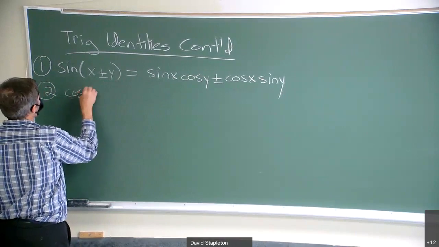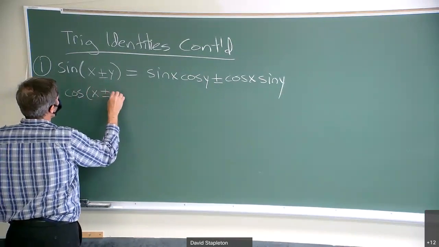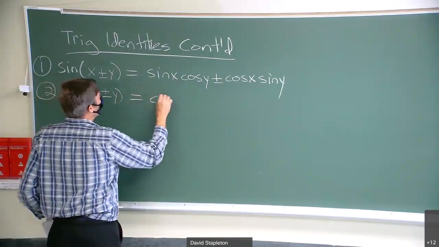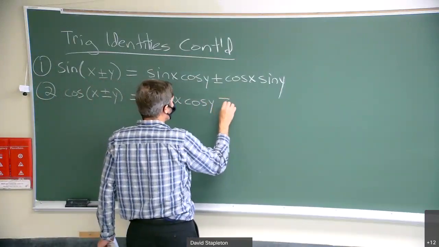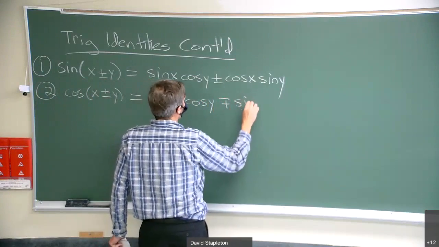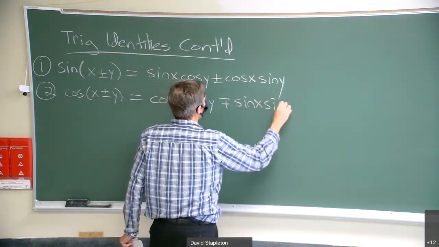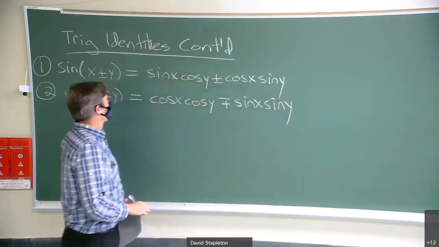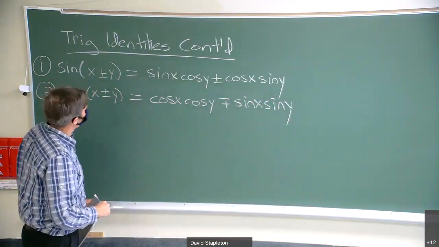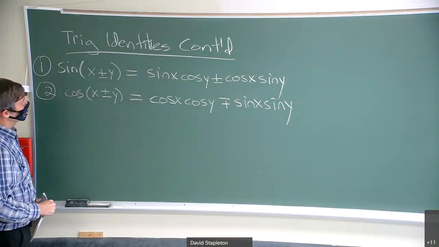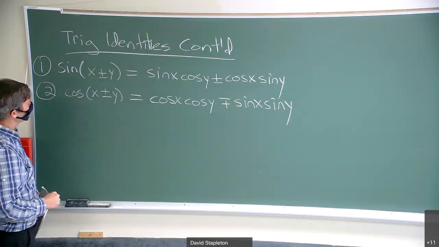Now we have the cosine sum and difference identities. Cosine of x plus or minus y is cosine cosine minus or plus sine sine. So plus goes with minus and minus goes with plus on the cosine identity, we said. We'll call those equations 2.